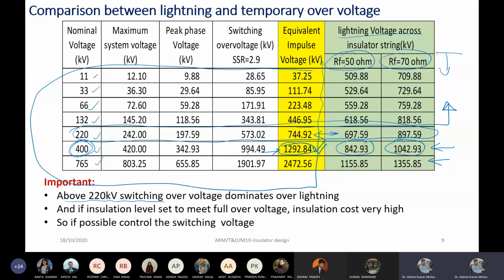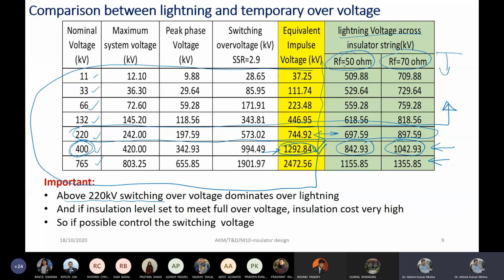One thing now at this stage I would like to make you aware of: you might have seen that when you define the classification of the voltage level, you call it high voltage line, extra high voltage line, ultra high voltage line, and several times you might have had the curiosity why this definition changes. The EHV definition, extra high voltage line, we start calling from 220 kV.